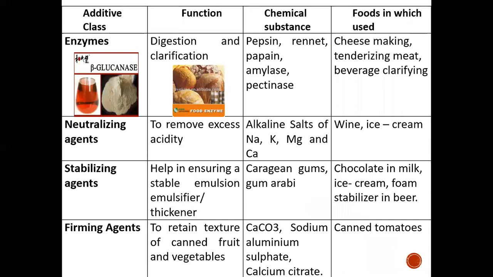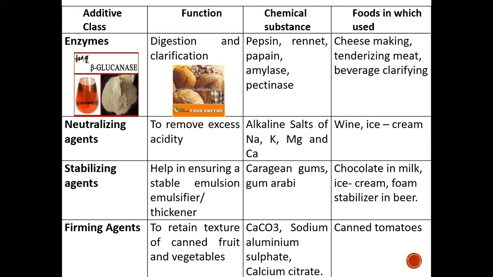Then there are certain other food additives like enzymes, which are used for certain foods like cheese. Enzymes are used for making cheese; rennet enzyme is used for making cheese. Then for tenderizing meat, for example, papain is an enzyme found in papaya. It helps in tenderizing meat. When you are cooking meat, you can add a little raw papaya so that it tenderizes the meat, because this enzyme is present in it.